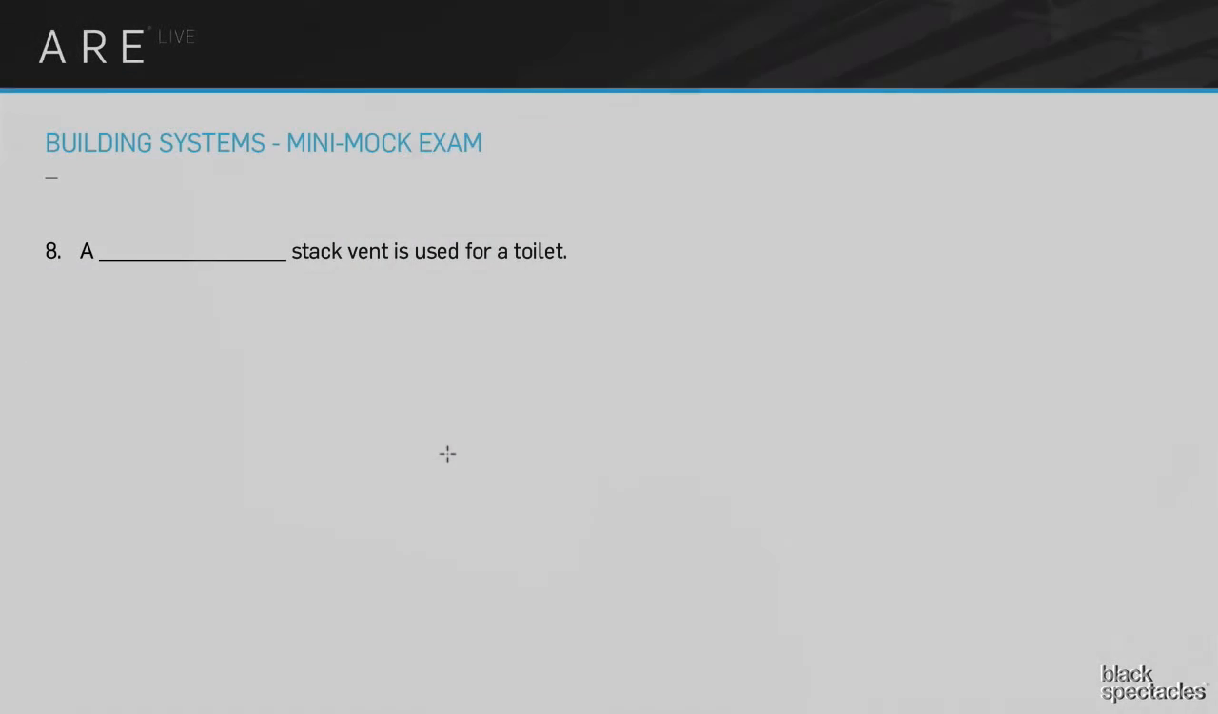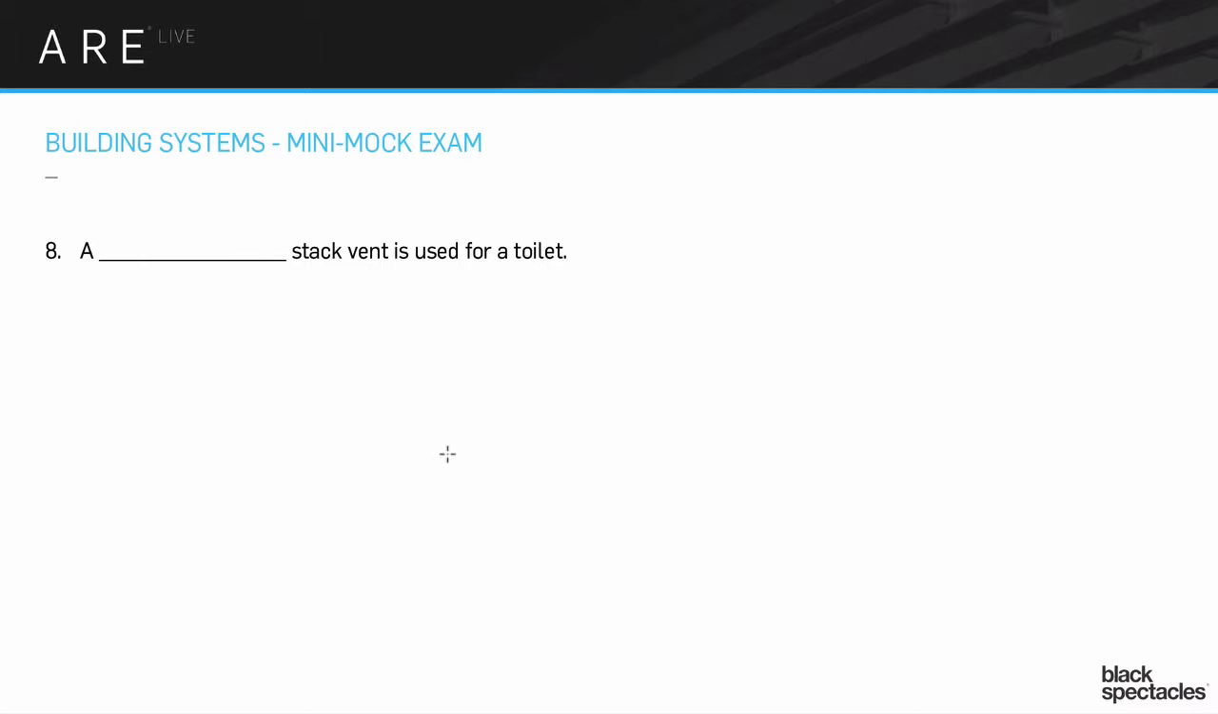Number eight is just a vocabulary one. And I gotta tell you, I hate this one because to me, it's just 100% backwards. So number eight, a blank stack vent is used for a toilet. So there's a descriptor word that goes with it.